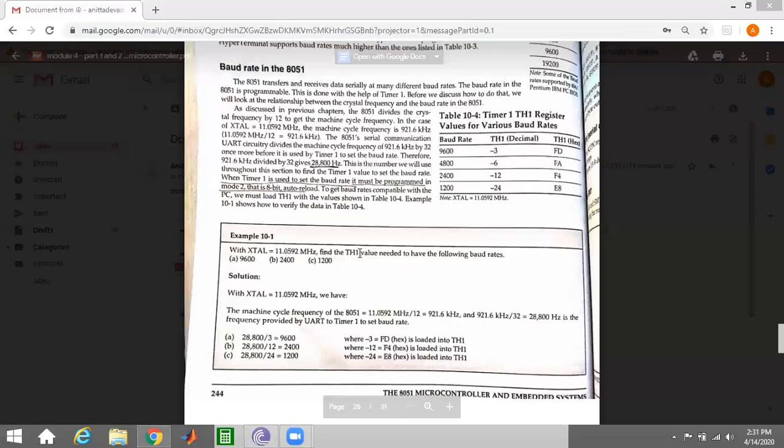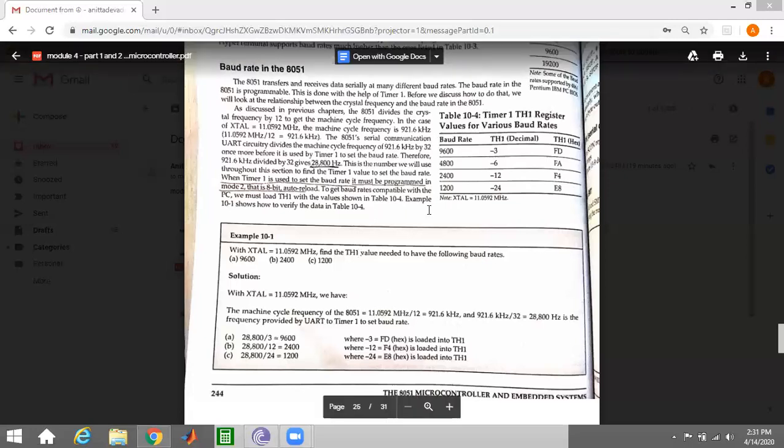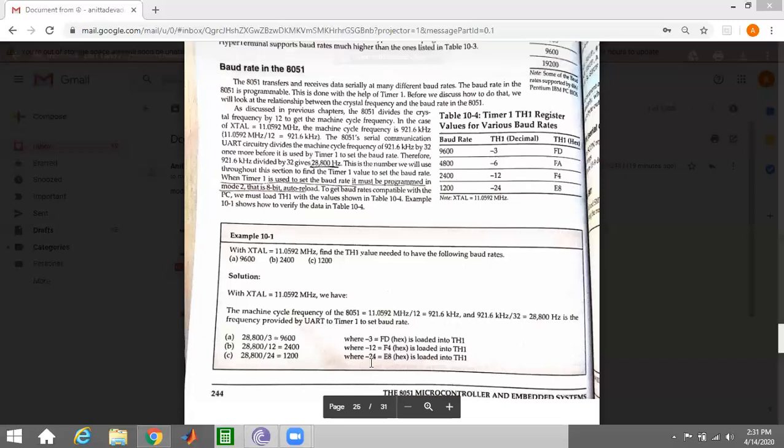The answer for TH1 is 12 in the case of 2,400 baud rate. The answer is given here, right? Minus 3, minus 12, minus 24. Frequency will not be said in minus, so you will be getting the answer as 3, 12 and 24. That is the value we need to load in the timer. Got it?